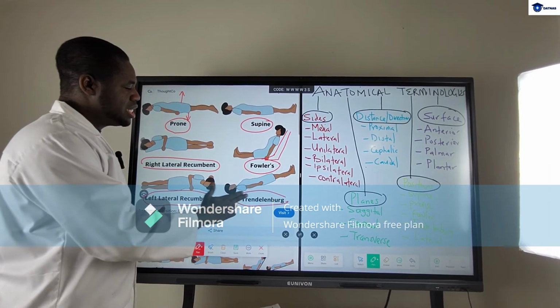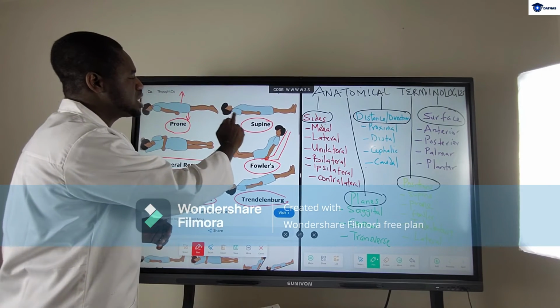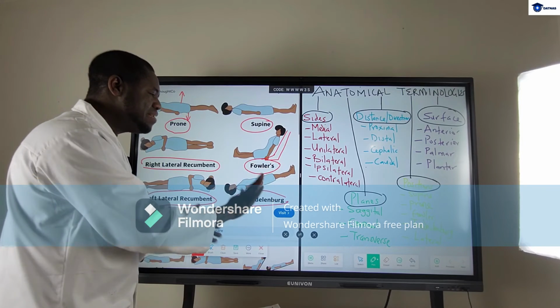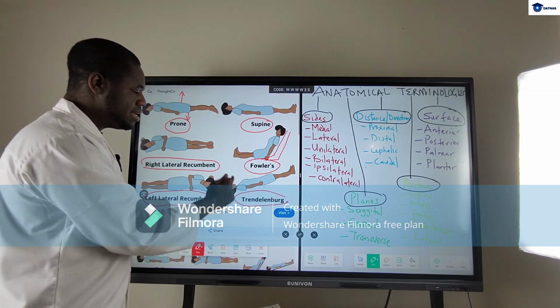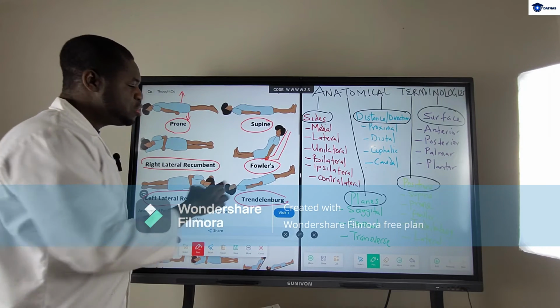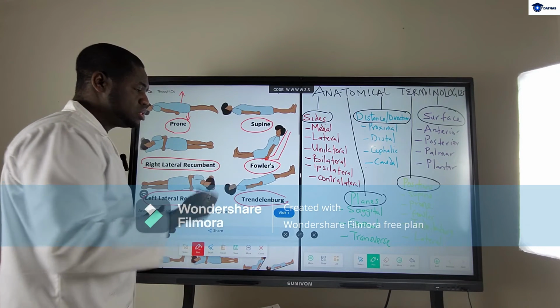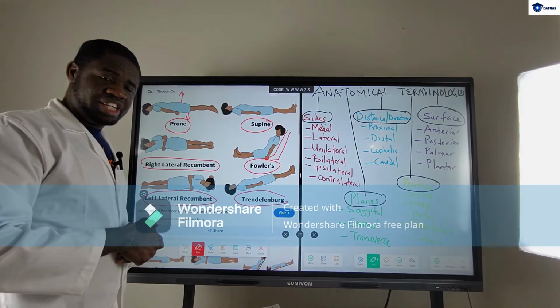Trendelenburg position is a position where a patient is supine but with the feet elevated higher than the head. You can use this position to promote blood flow to the head.